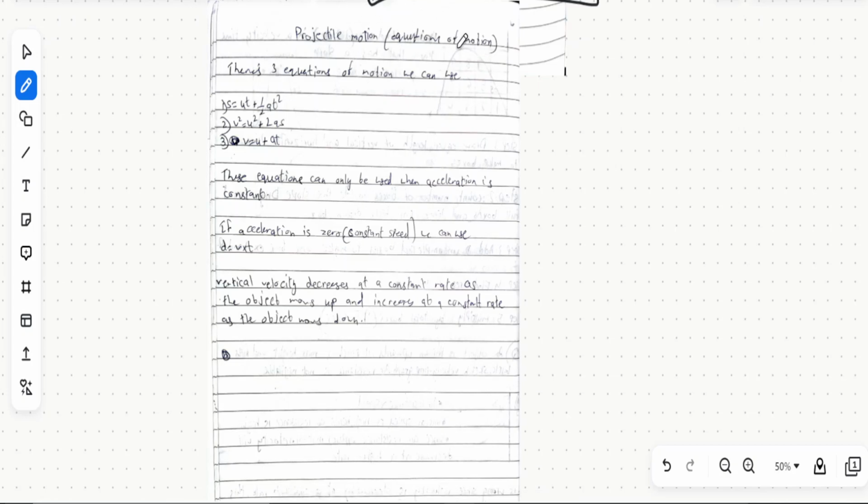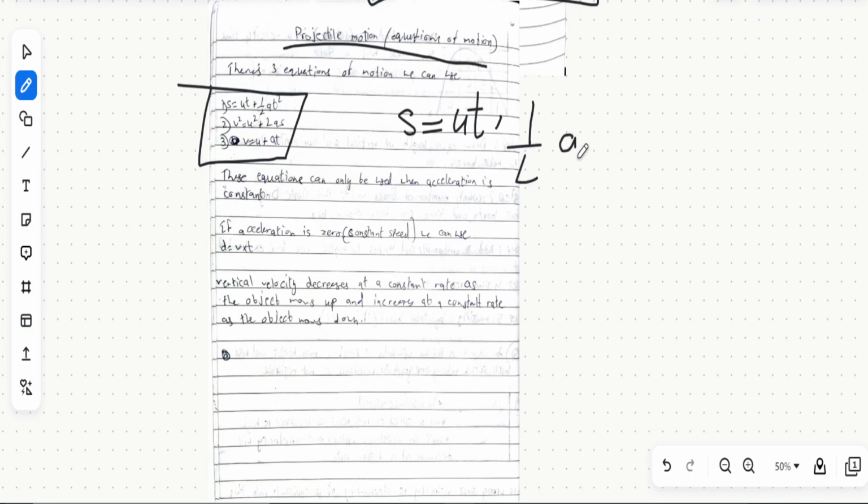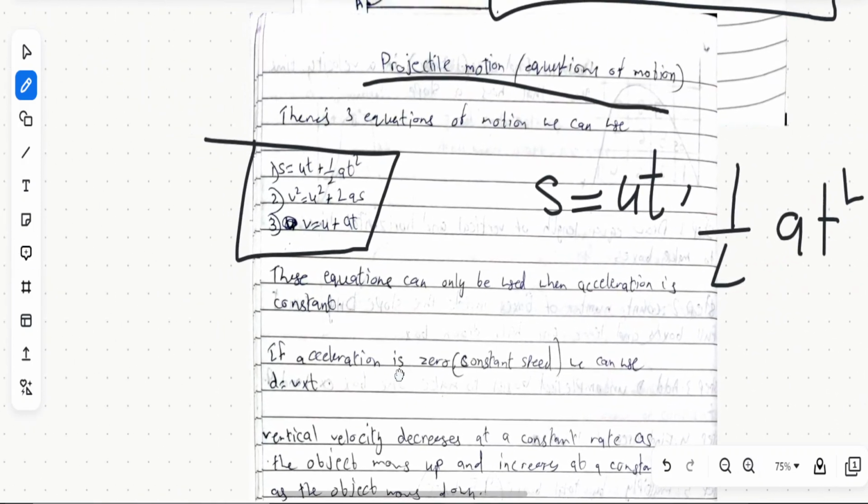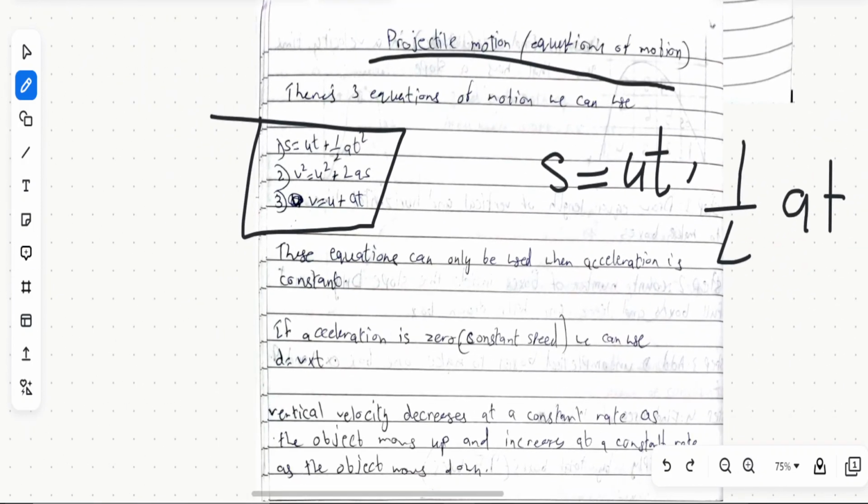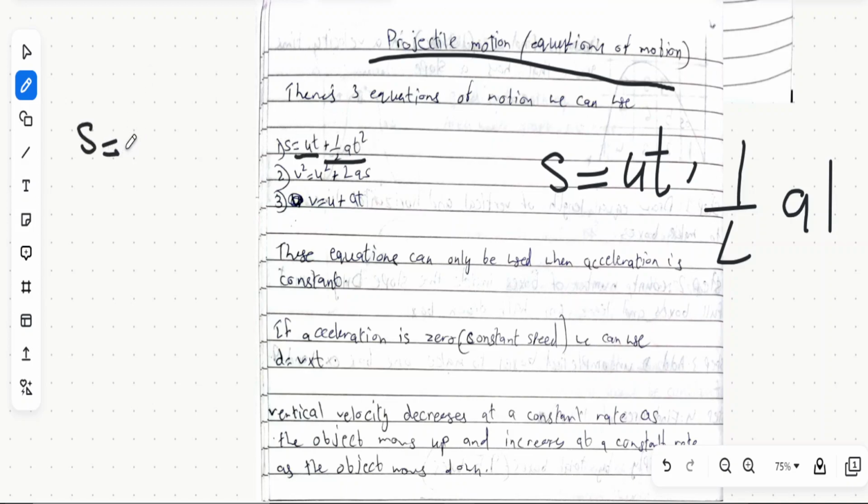Let's move on to projectile motion now. In projectile motion, you have three main formulas. S equals ut plus half at squared. Let me zoom in. You have to know these formulas, and this states S equals ut plus half at squared, where S is my displacement.